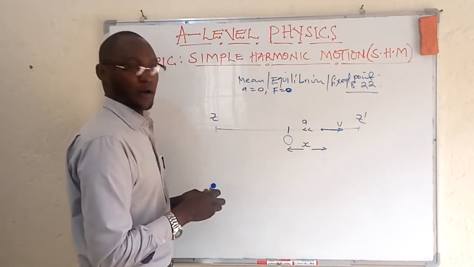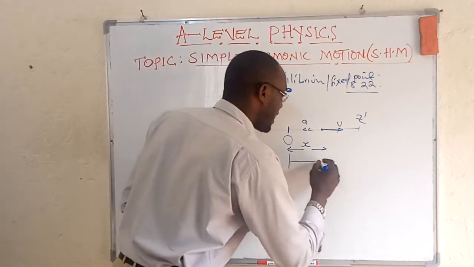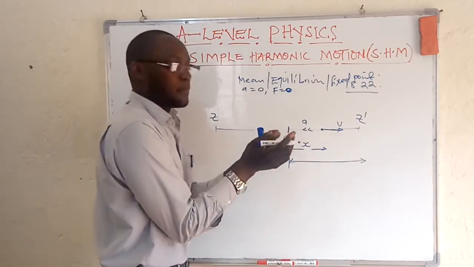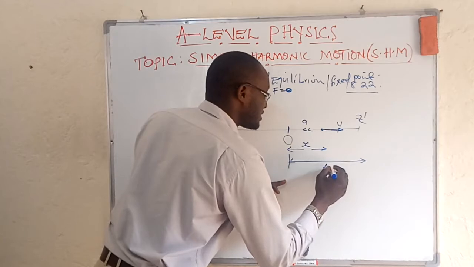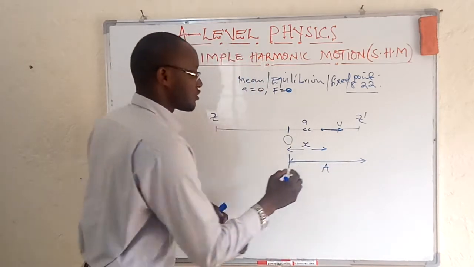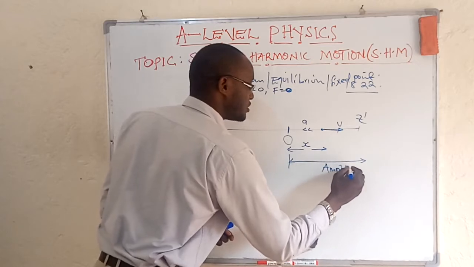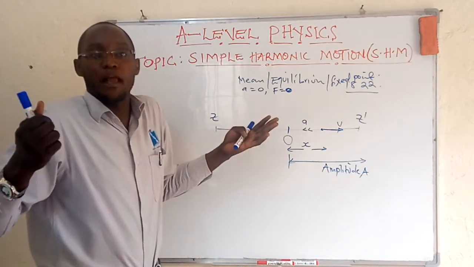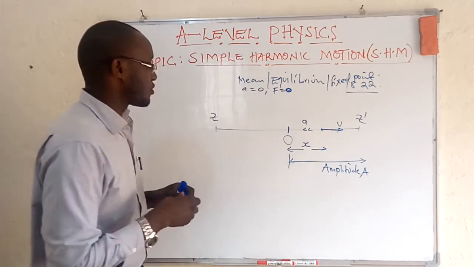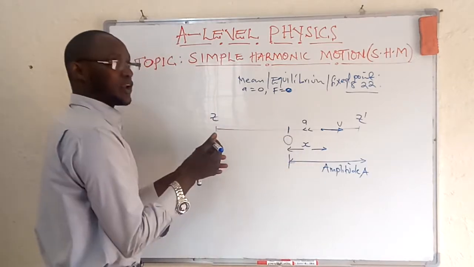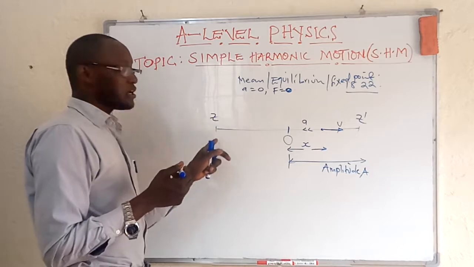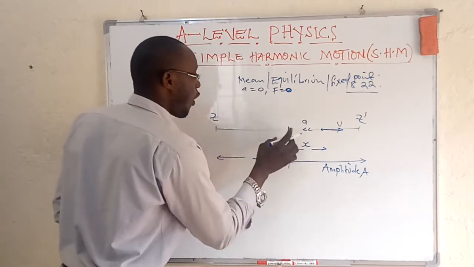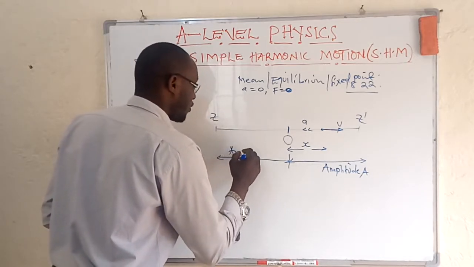Now, if the particle is maximally displaced up to a maximum point, then that maximum displacement is what we call the amplitude, capital A. So this is the amplitude, the maximum displacement of the particle from its fixed position, or the equilibrium position, or the mean position. When the particle bypasses the mean position and gains another maximum displacement up to point Z, then the distance ZO is also the amplitude A. This is also amplitude.